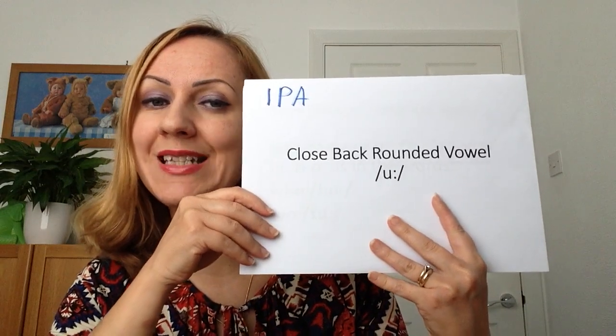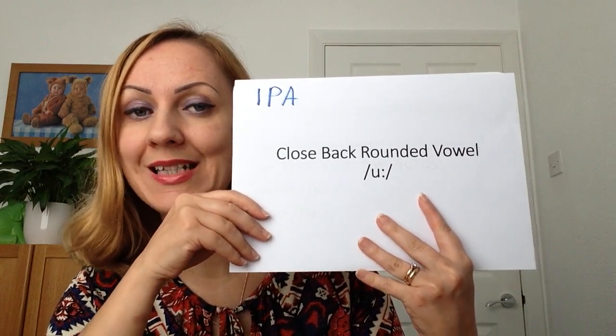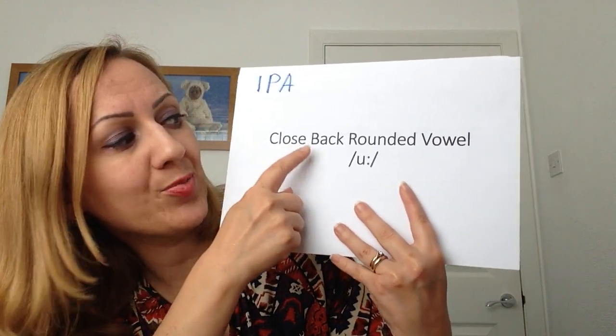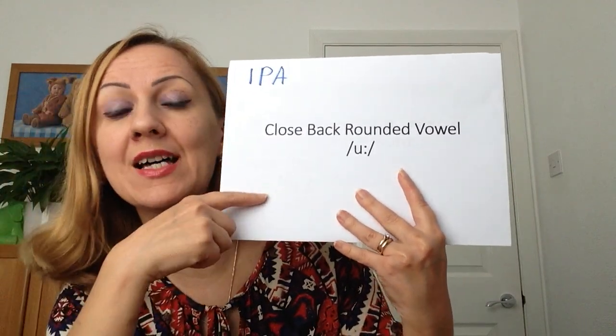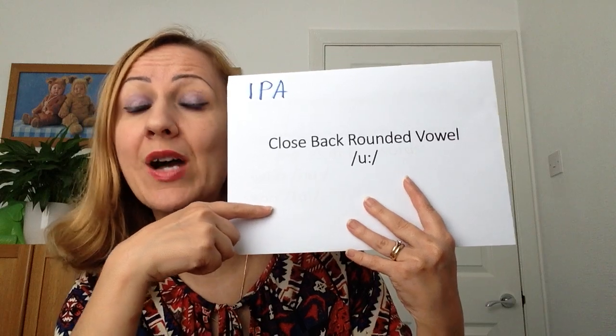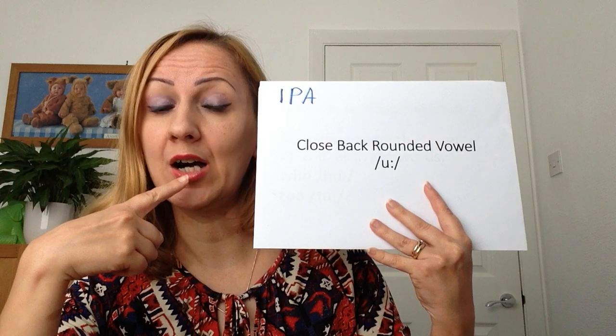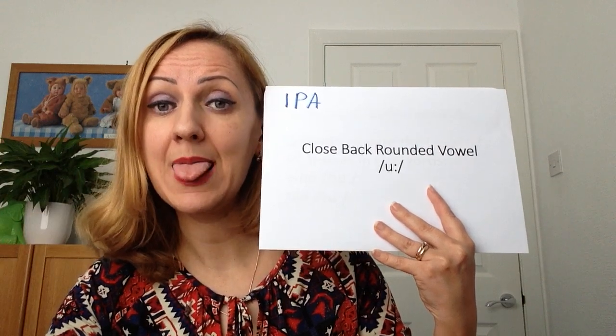IPA stands for International Phonetic Alphabet, and the sound which we are going to learn today is called close back rounded vowel sound OO. Well, why is it called so? It's called so because we need to use our lips, our tongue and our vocal cords.